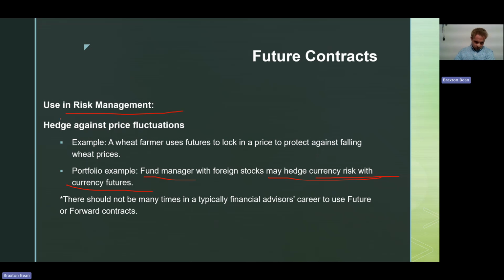So some uses: they're very good for hedging again. A wheat farmer uses futures to lock in a price to protect against falling wheat prices. They can lock in a set price, set date, set amount. These are typically not used in a financial advisor's career.